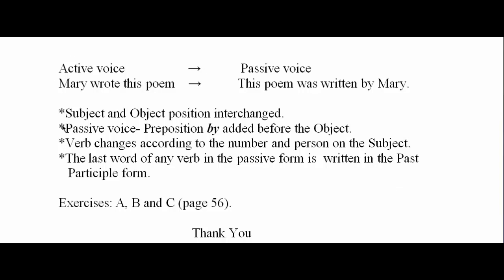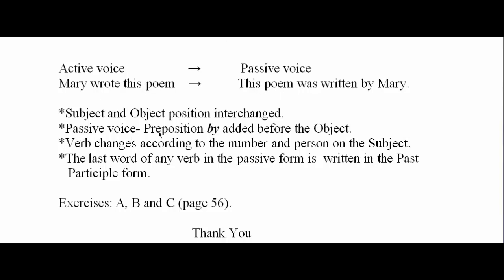What happens when we change a sentence from active voice to passive voice? The previous example is reproduced here. Mary wrote this poem. In the passive form, it will be this poem was written by Mary. The subject and the object position is interchanged, right? Mary goes to the object position, and this poem, which was in the object position, is now in the subject position. This is what it means.